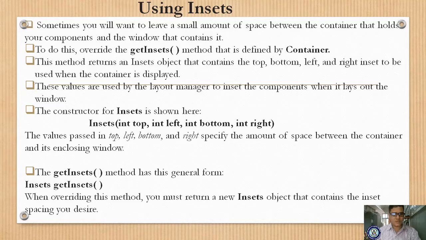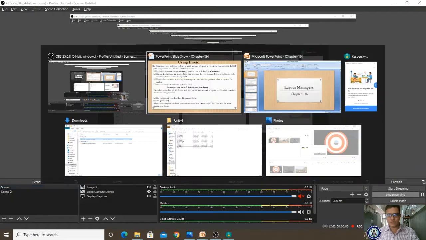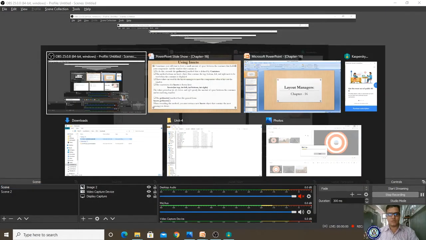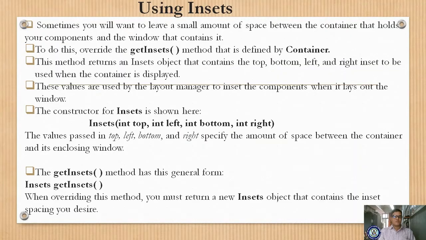Now we are seeing the getInsets method. This is the general form of the getInsets method. When overriding this method, you must return a new Insets object that contains the inset spacing you desire. So whenever you call it, the getInsets method will override and apply whatever space you desire.